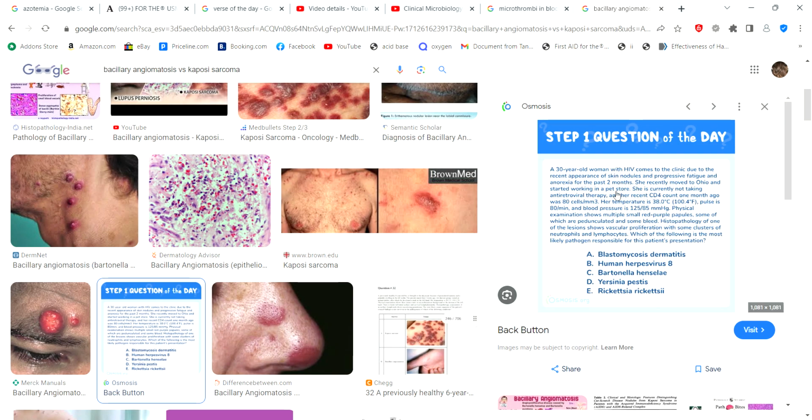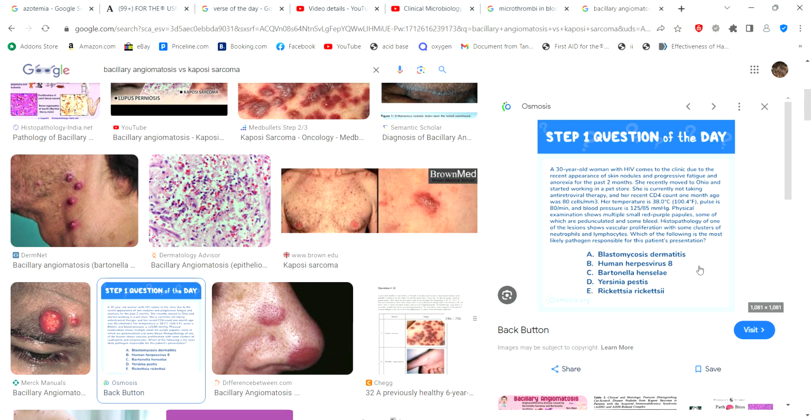No, wait, hold on. I have to think about this now. She started working in a pet store, so she could be exposed to Bartonella henselae. Exam shows multiple small red papules, some of which are pedunculated and some bleed. Does Kaposi sarcoma bleed? I don't remember. I don't think so. Okay, I gotta change my answer.